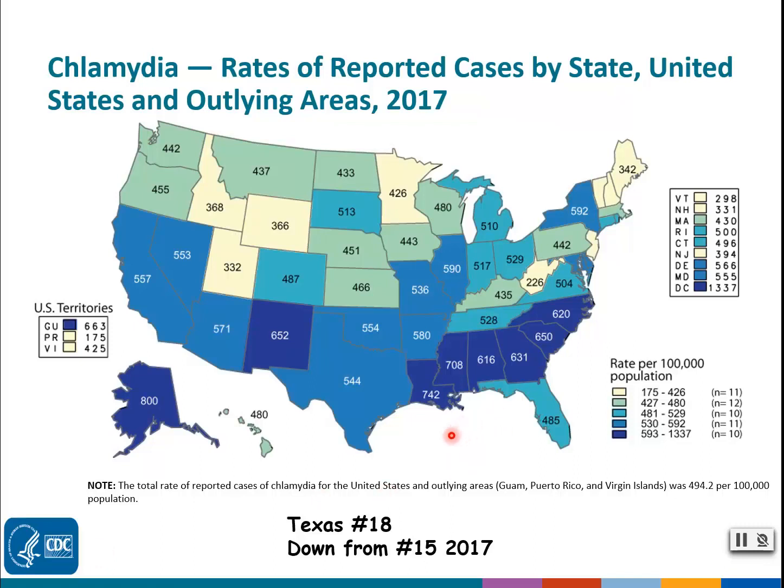And how are we in chlamydia? We are doing better, Texas. We used to be number 15, and now we're number 18. And oh, look, number 1 again. Good old Washington, D.C. Yes, more than double our rate. Like I said, keep in mind, all these numbers are adjusted per population.